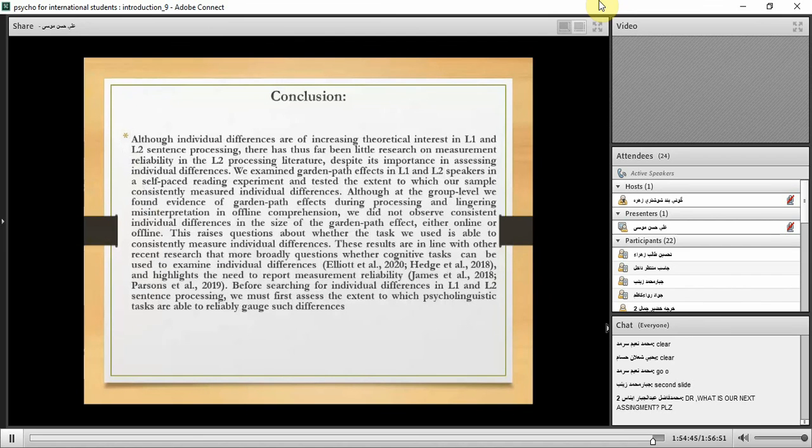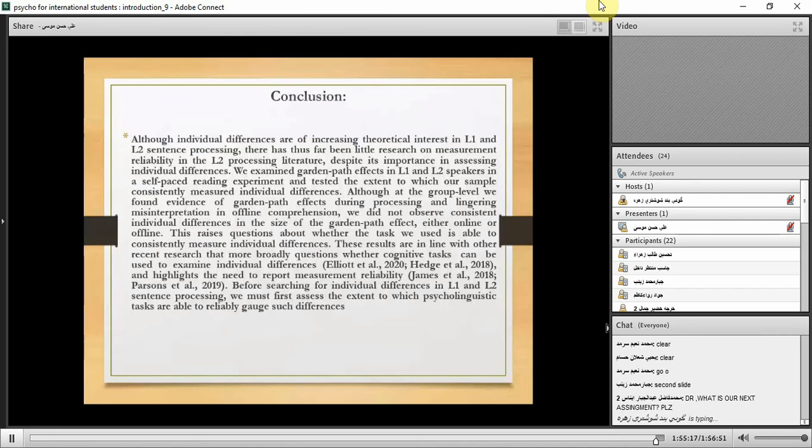The conclusion. Although individual differences are of increasing theoretical interest in L1 and L2 sentence processing, there has thus far been little research on measurement reliability in the L2 processing literature. Despite its importance in assessing individual differences, we examined garden path effects in L1 and L2 speakers in self-paced reading experiments and tested the extent to which our sample consistently measured individual differences.